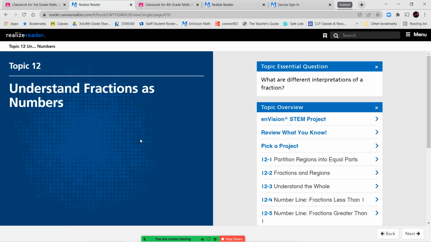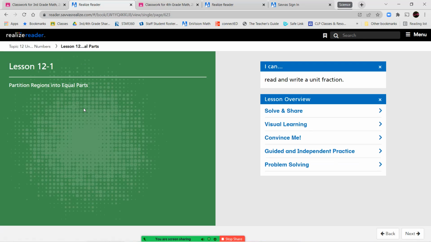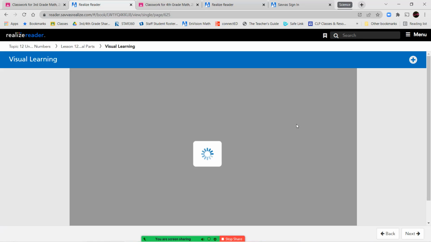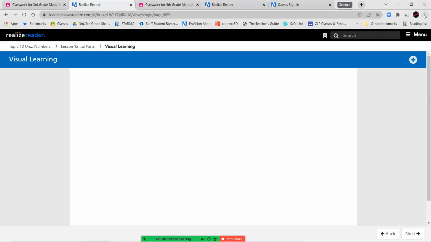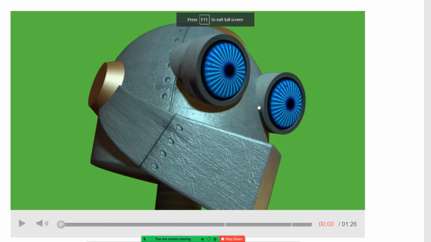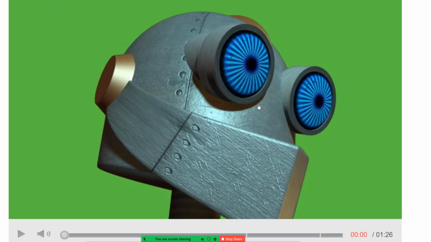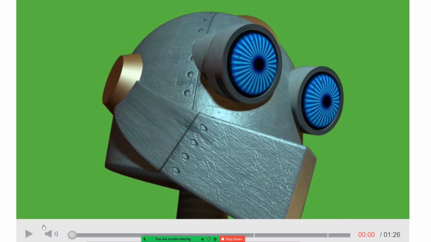Now, you guys are now starting on fractions. So for 12-1, our first lesson, we're going to talk about partitioning regions into equal parts. To partition is just a fancy way to say to cut it up into equal parts. So let's go ahead and watch our short video lesson and then jump into our notes and our guided practice together as always. And since you guys have heard me talking about fractions already, this should all be super easy for you guys.